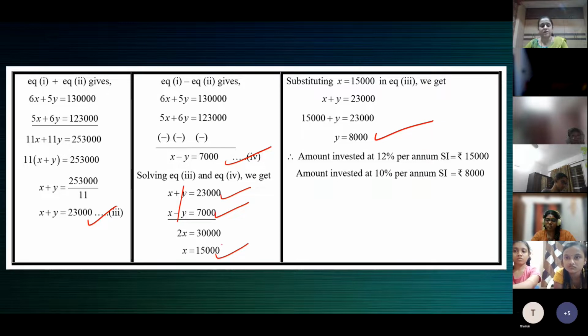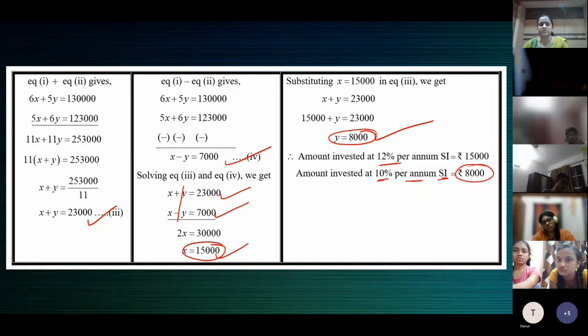So x is 15,000. 15,000 is the amount invested at 12% per annum simple interest, and 8,000 is the amount invested at 10% per annum simple interest.